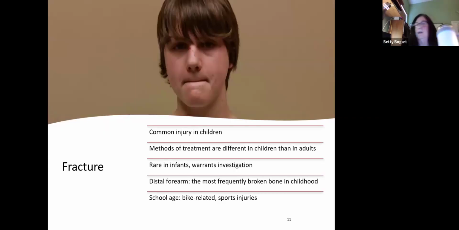Now, fractures. Kids fall down all the time. Absolutely common. Realize that infants, it's not common for them to get fractures. And if we see a fracture in an infant, we need to really look at it very, very closely. Okay. I've seen an infant that actually had a fractured skull.